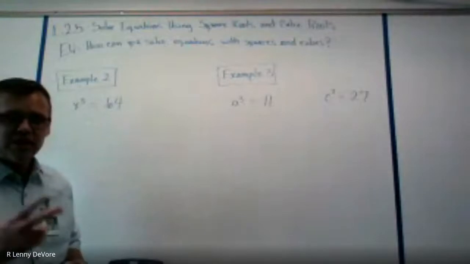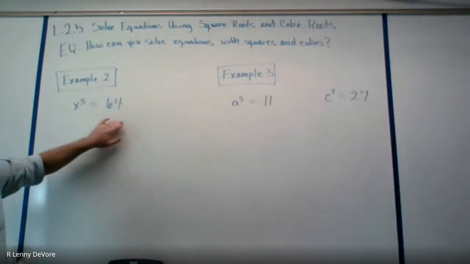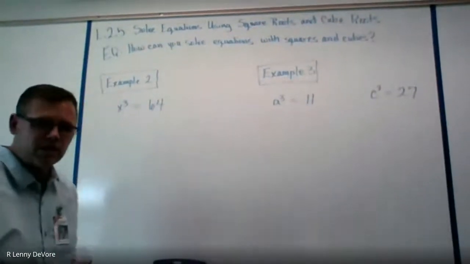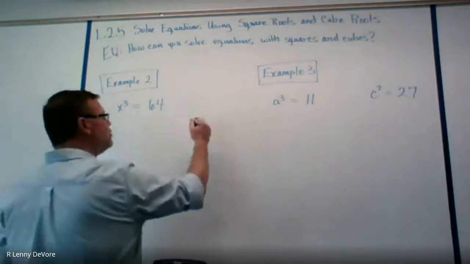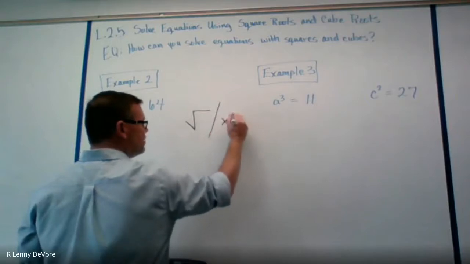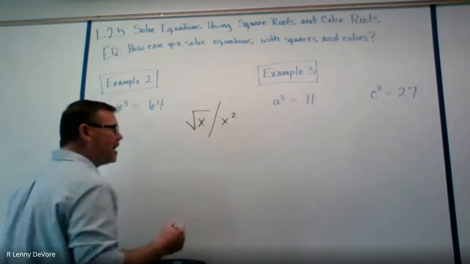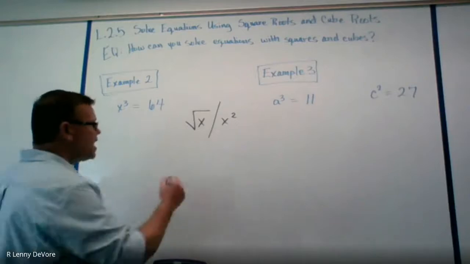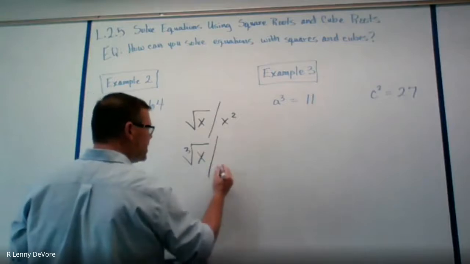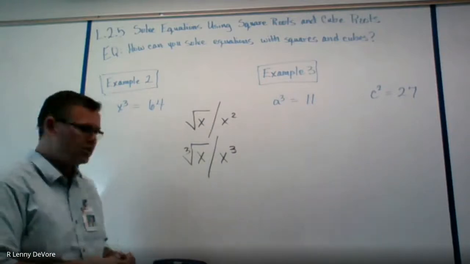In example 2, they give you x cubed equals 64, and they want you to solve that. Now here's what you need to understand. The point is that we have opposites here. If you have a square root, the opposite of that is squaring. So if I have the square root of x, the opposite of that is x squared. The same thing goes for a cubed root of x. The opposite is x cubed. So they cancel each other out when we're trying to balance an equation.